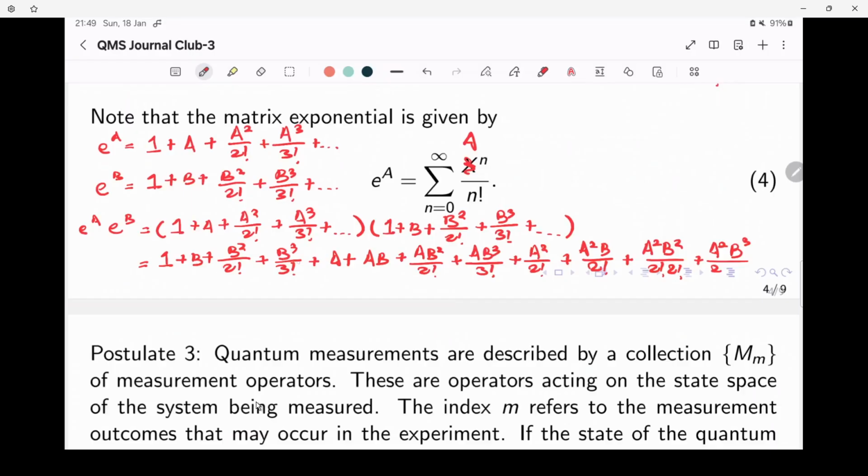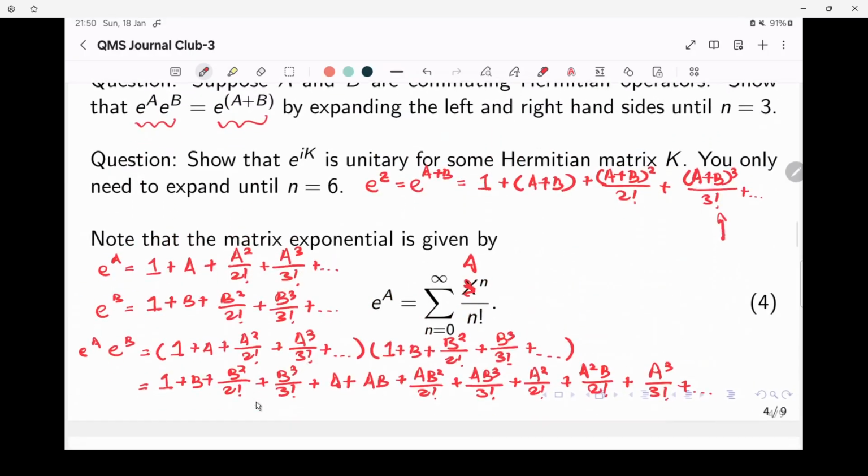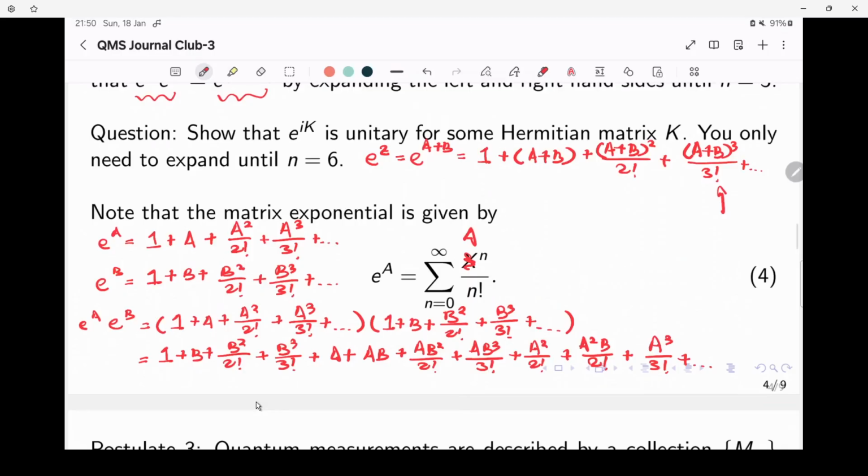I think for this particular calculation, I just need the total power to be 3. So I don't need to multiply the rest, but instead I can move on to this. The reason is that when you look at the right hand side, the highest power is 3. So I can ignore the power of 4 and above in my expansion down there.